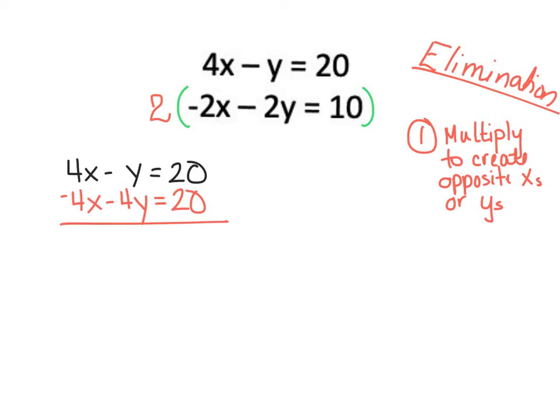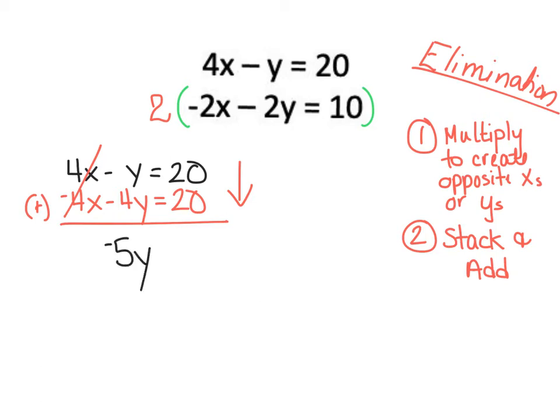Now I stack and add, meaning just set it up like an addition problem and add vertically. So -4x plus 4x, it's eliminated. The whole point of doing this. -y minus 4y, or I could say -y plus -4y is -5y. And 20 plus 20 is 40. Now I have a very easy one-step equation right here.